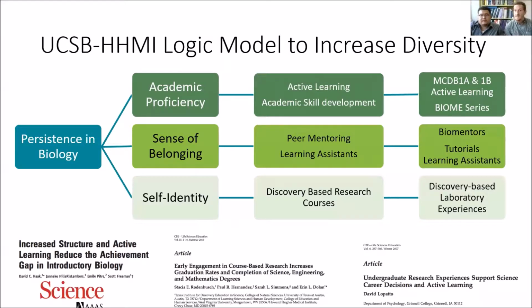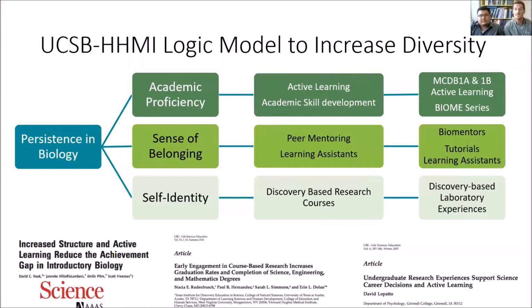So the Biomentors grant that was applied for in 2014 and awarded uses 3 distinct approaches to try to address this disparity in terms of student grades as well as student retention. We have this logic model with 3 factors that lead to student persistence in the pre-biology major here at UCSB: academic proficiency, so learning how to learn and applying those academic skills in class to earn higher grades; a feeling like you belong to a community, where we heavily use peer mentors and learning assistants; as well as self-identity and self-efficacy as scientists.